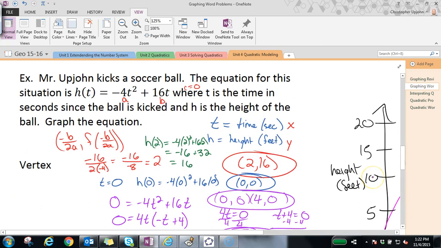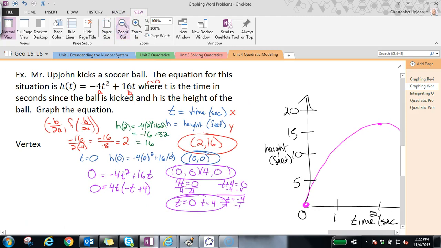So I'm kicking a soccer ball here. If we want to find our vertex, do our shortcut. A is negative 4, B is 16, C is 0. We don't have just the number by itself. So it's negative 16 over 2 times negative 4. It's negative 16 over negative 8, which is 2. That is our x-coordinate of our vertex. And to figure out our y, we plug in 2 for x, or in this case, t, and we get that y is 16. So that's our vertex.